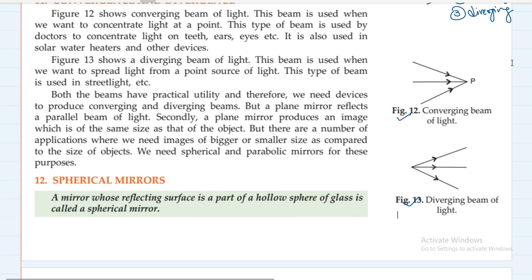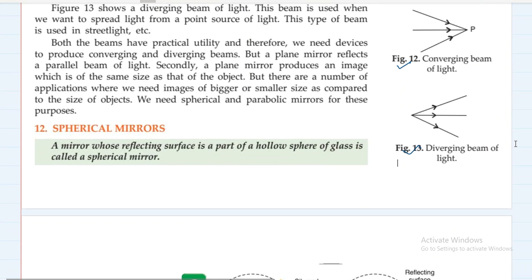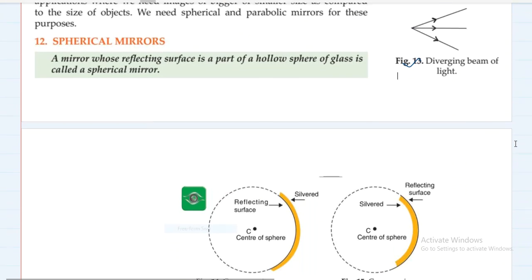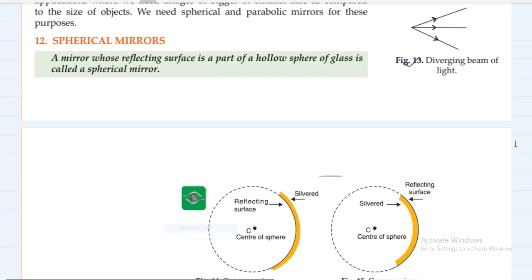So what is a spherical mirror? A mirror whose reflecting surface is a part of a hollow sphere of glass is called a spherical mirror. Please note down this definition. A mirror whose reflecting surface is a part of a hollow sphere of glass is called a spherical mirror.